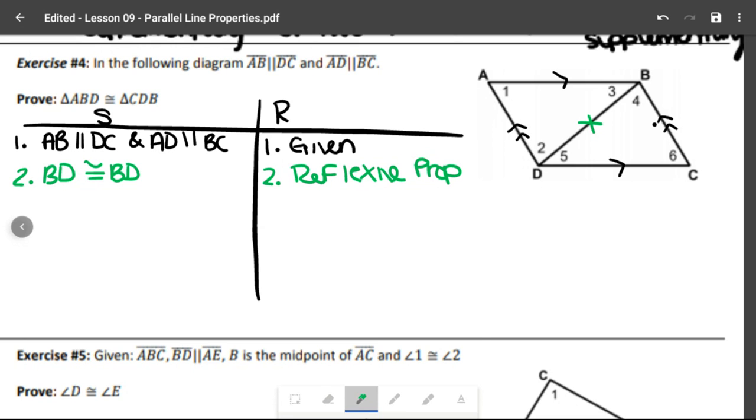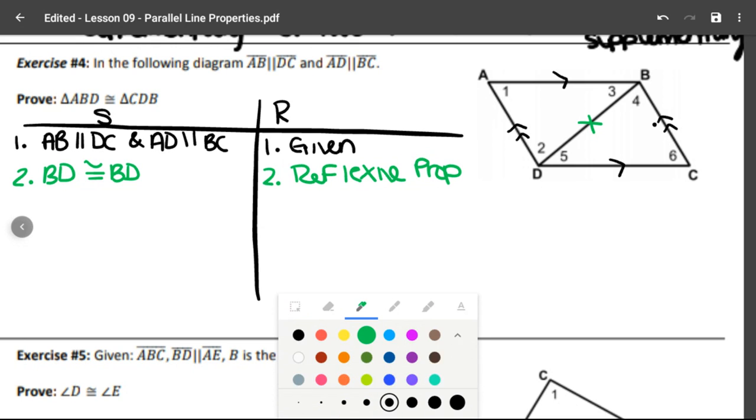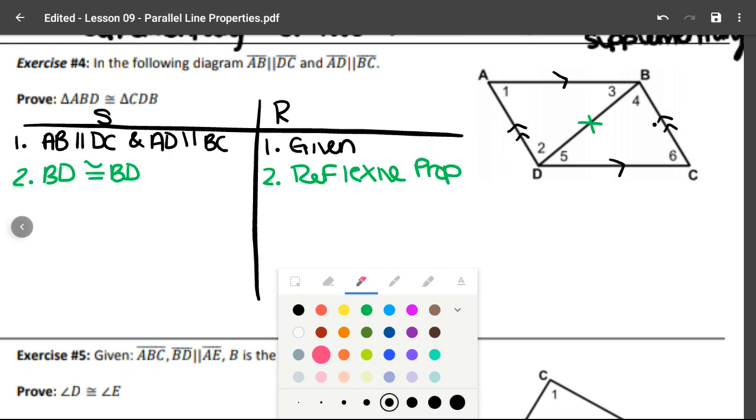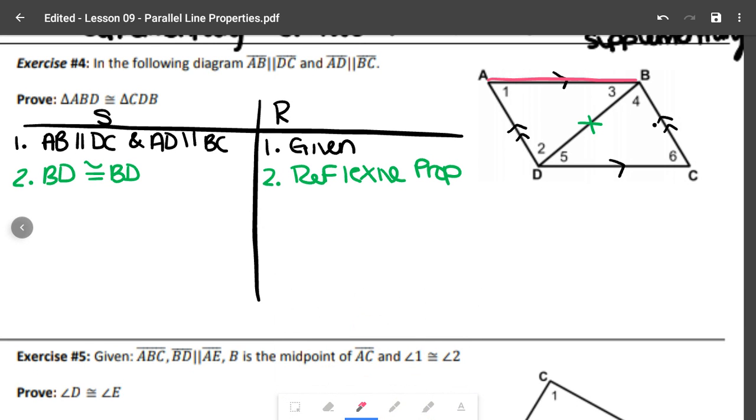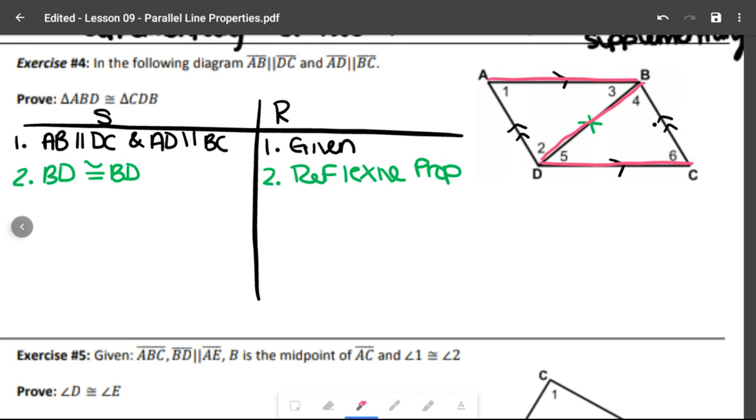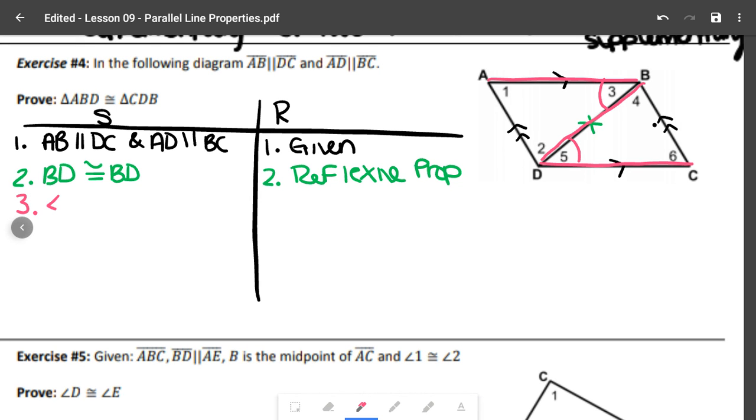It's an exact overlap in both. Now, let's start with AB and CD. We could see that angles 3 and 4, they are alternate interior angles. I'm sorry, I meant angle 3 and angle 5.